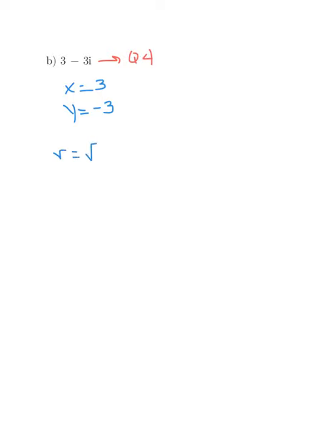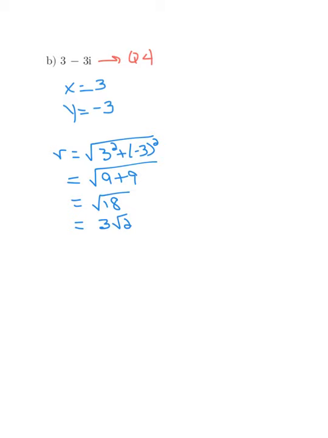r is the square root of x, 3 squared, plus y, negative 3 squared. We're going to have the square root of 9 plus 9, which gives us the square root of 18. And then we need to simplify that. That becomes 3 square root of 2. For our theta, the tangent of theta is y over x, so we put negative 3 over positive 3, so our tangent is negative 1.